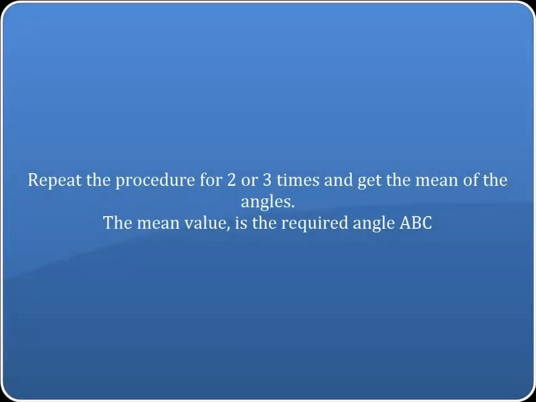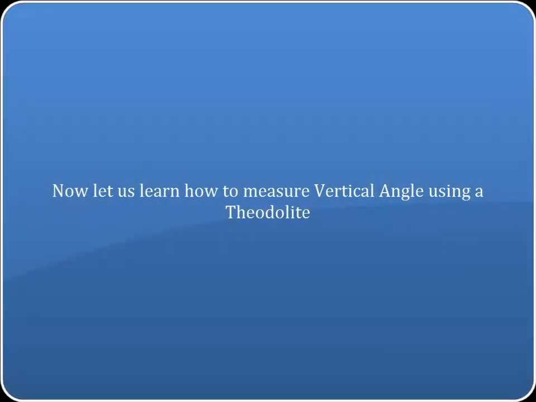Repeat the procedure two or three times and get the mean of the angles. The mean value is the required angle ABC. Now let us learn how to measure a vertical angle using a theodolite.